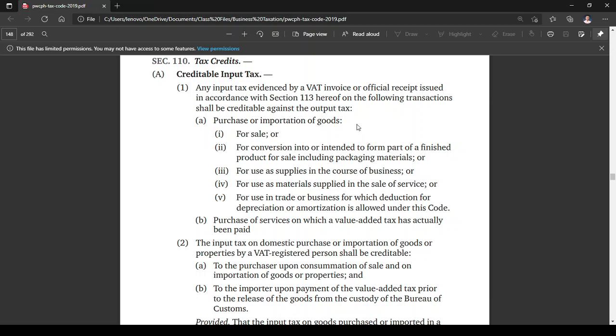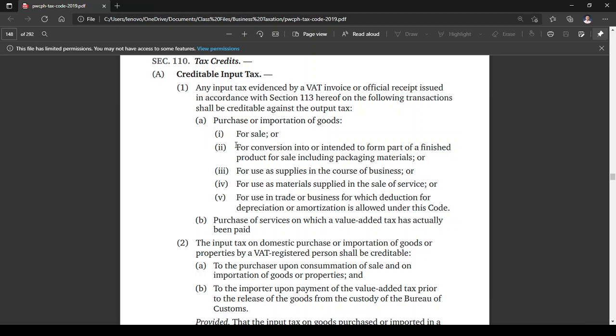So, here are the following transactions na pwede mong i-avail yung input tax. You have your purchase or importation of goods for sale. So, kung bumili ka ng mga ibebenta mo, ng mga inventory mo, kung yung mga binili mo is merong VAT o value added tax na binayaran ka, you can avail that as an input VAT. For conversion into or intended to form part of a finished product for sale including packaging materials.